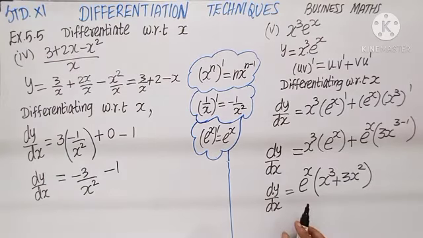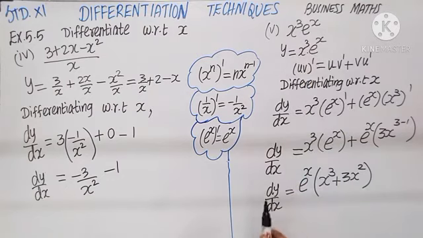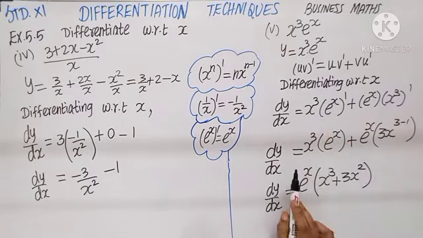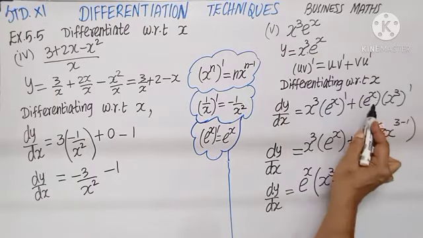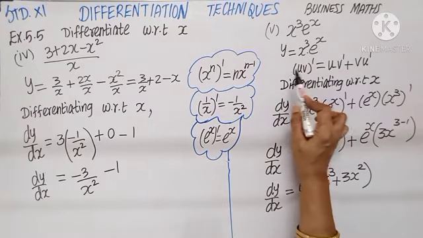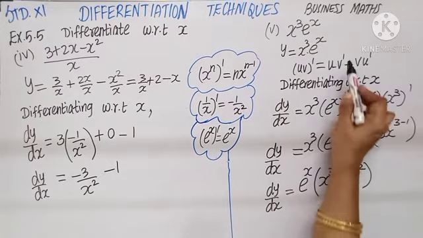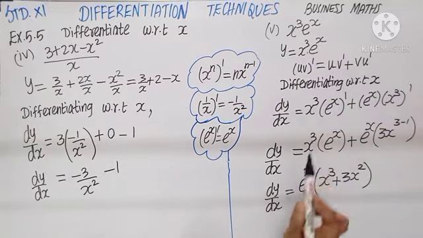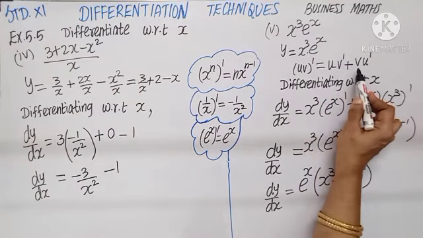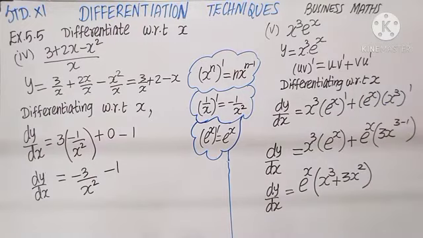So this we call product rule. Whenever you have two terms in product, keep the first term, differentiate the second term, plus keep the second term, differentiate the first term. So this we call u into v. u is first term, v is second term. Dash tells me differentiating. So keep u, v dash, plus keep v, u dash, and we simplify the answer.